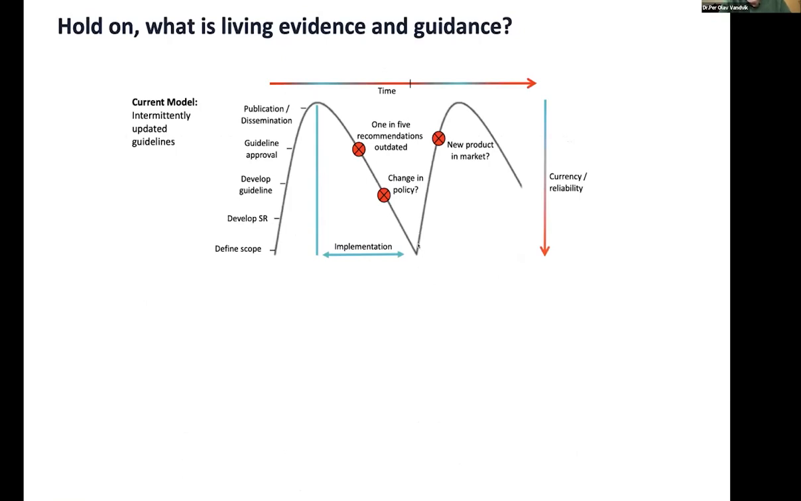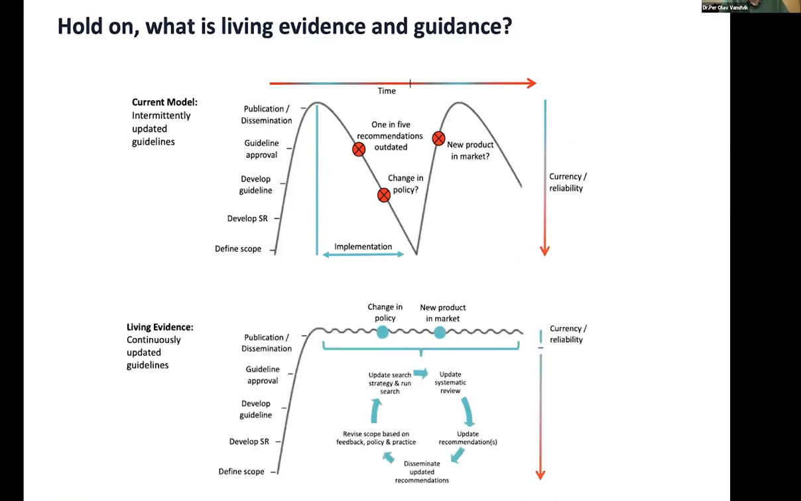Then you have to climb that steep hill again, very resource demanding. The difference with living guidelines is that you still have to climb that steep hill, but then you maintain the currency by doing evidence monitoring and living systematic reviews. So that's the model of living evidence and guidance.